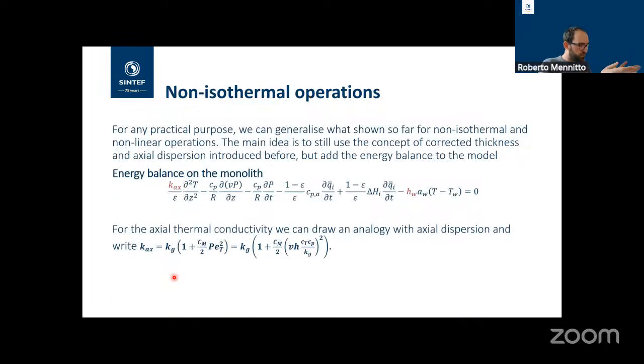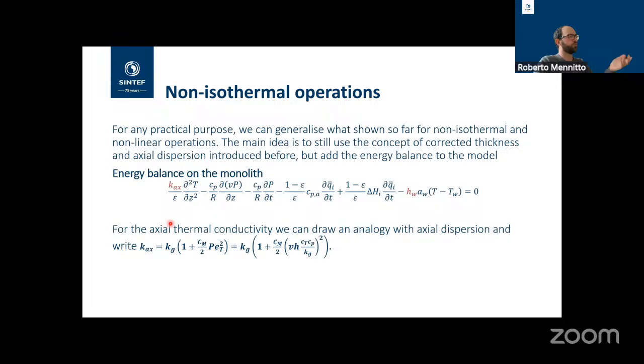So now that we have basically checked isothermal and linear conditions without pressure drops, it's time to relax the assumption of isothermality. So what I want to do here is to say, okay, realistically in some applications we will have a temperature swing because of non-isothermal effects, so we want to write an energy balance of the monolith.